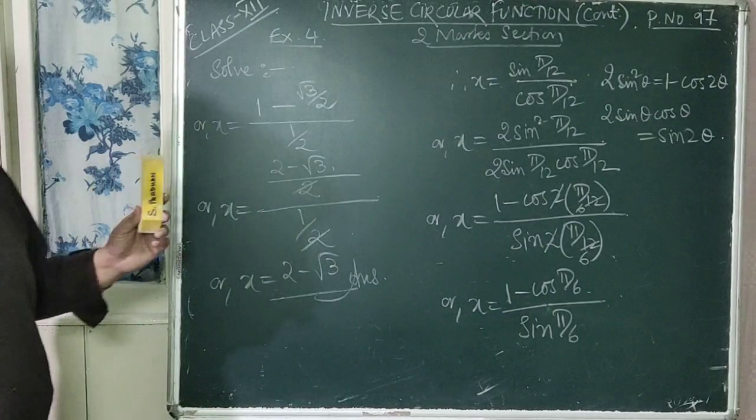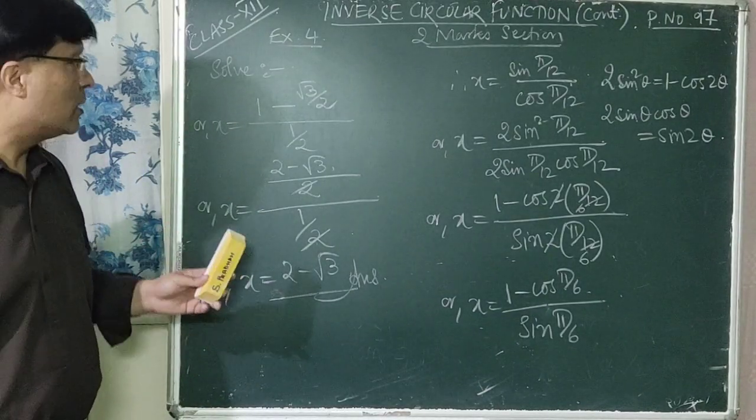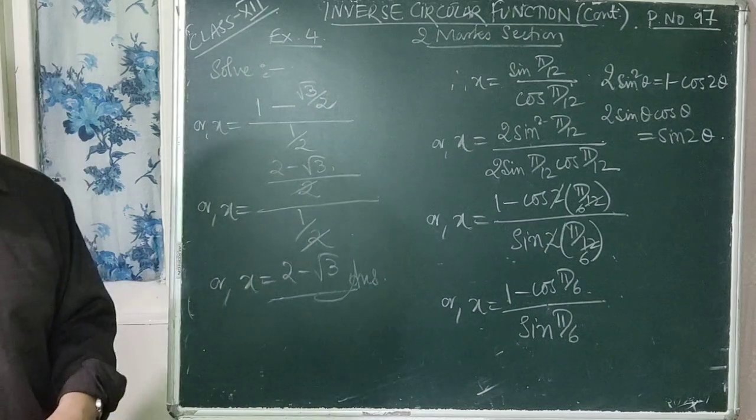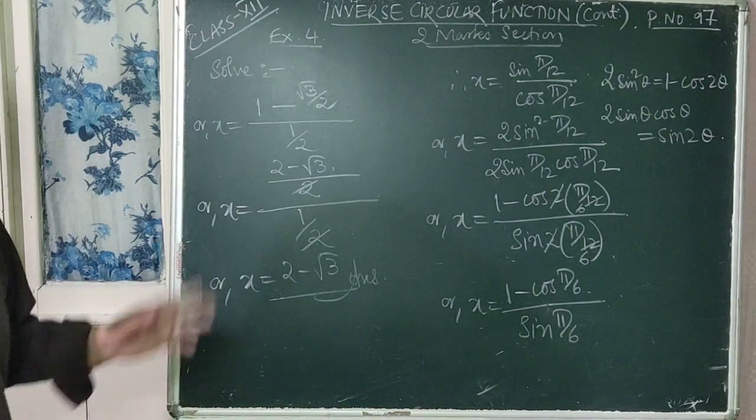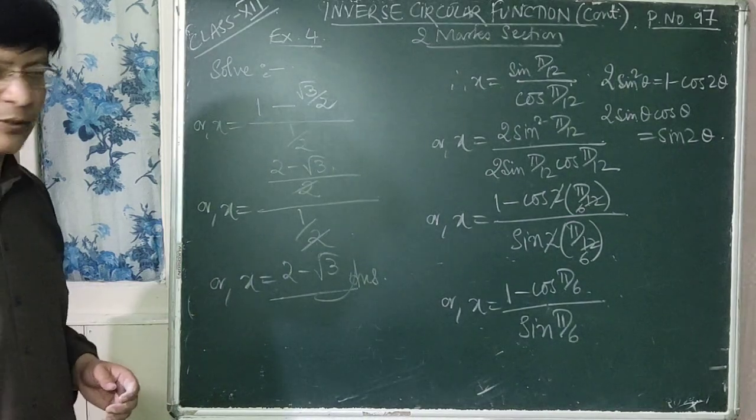Solve means you have to get the value for x. So what is the value for x here? It is 2 minus root 3. Is that understood? So you can copy it again. Copy it. We'll do the next question now.